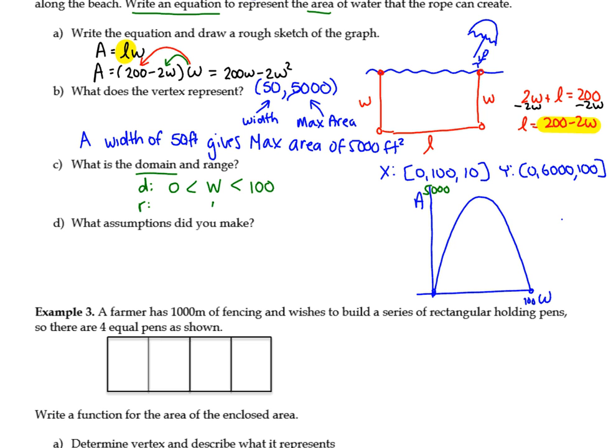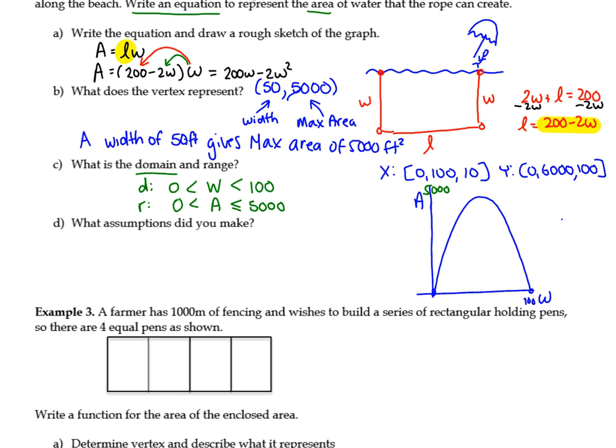Okay, range, which is area, is between 0 and 5,000. Now, can your area be 0 and it still be a rectangle? No, that means one of your dimensions was 0, therefore it wasn't a rectangle. So it can't be equal to 0, but it's greater than 0. Can it be equal to 5,000, your maximum? Yes. So that's where the only equal to symbol goes.